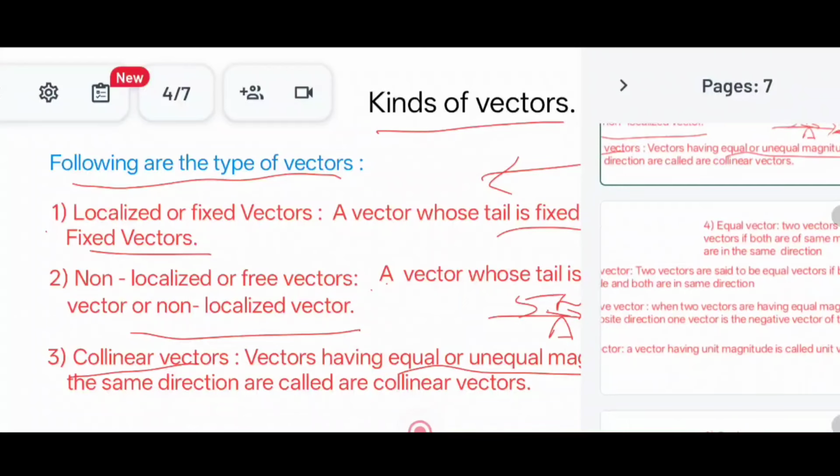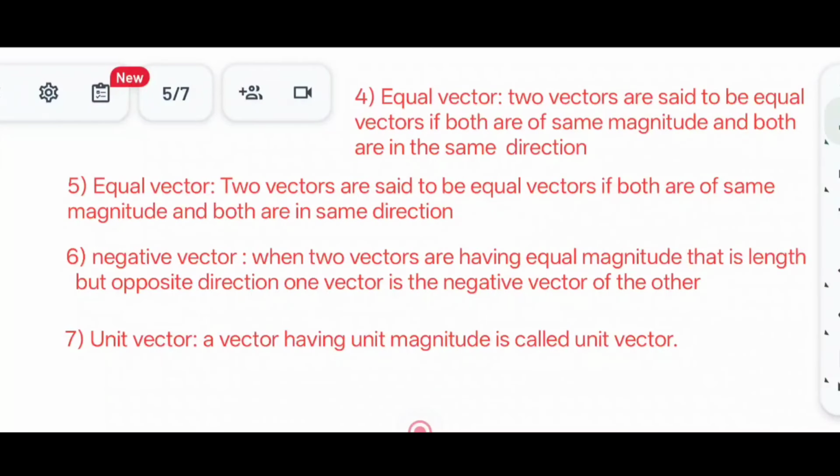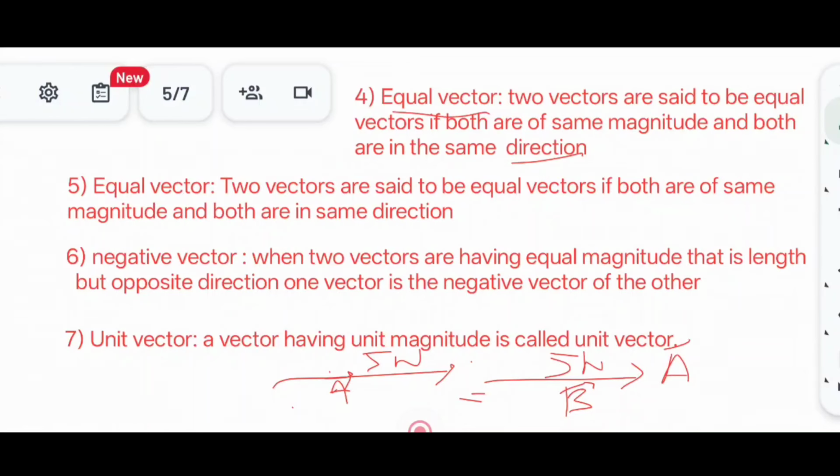Then let us see the next one, equal vectors. Equal vectors are the vectors which have both the same magnitude as well as the same direction. So if 5 Newton is the magnitude of the vector A, and again the other vector B is also 5 Newton, they are known as equal vectors. Vector A is equal to vector B. They move in the same direction and they have the same magnitude.